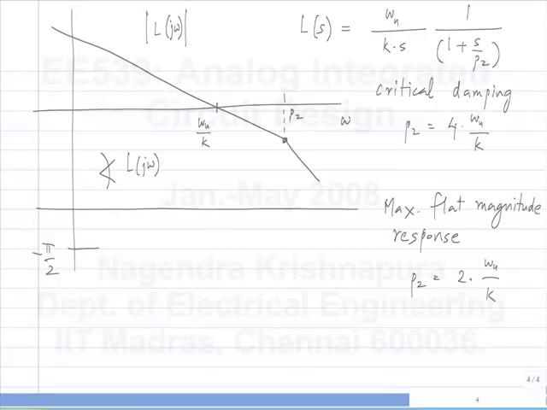Now what happens if I keep increasing the frequency? What is the phase? At P2, an additional pi by 4 will be added to it. So maybe I'll exaggerate this a little bit. And asymptotically it will go to minus pi.